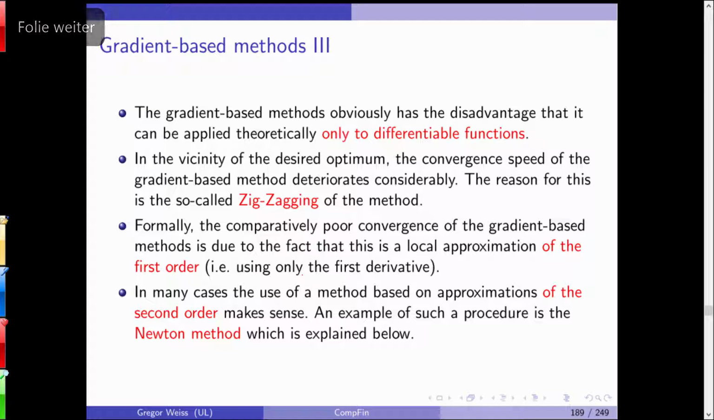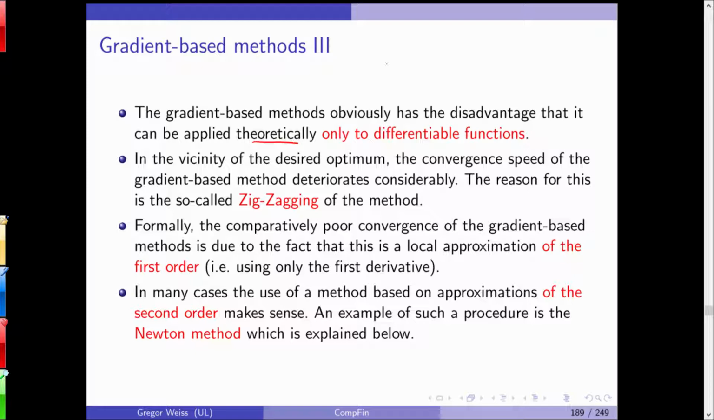Okay. Now, gradient, any derivative-based method has the disadvantage that, at least in theory, it can only be applied to differentiable functions. For a mathematician that might matter, but in many cases, if you know the function is not differentiable, you will simply substitute it with a smooth, continuous, and differentiable approximation. We'll simply choose some points, use a spline or even a polynomial, and substitute it with a suitable differentiable function. But still, in theory at least, as we are in need of the gradient, the partial derivatives, it should be differentiable. Now, in the vicinity of the desired optimum, you usually observe the convergence speed to deteriorate considerably.